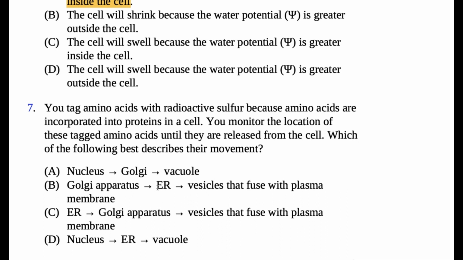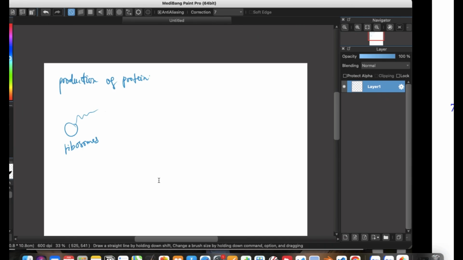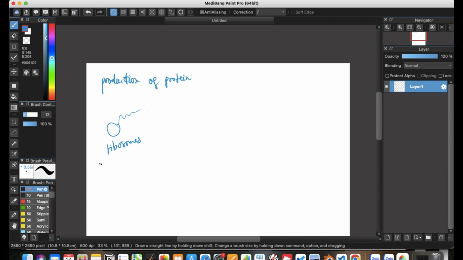As you can see, the Golgi apparatus doesn't have ribosomes. Nucleus, no. Vacuole, no. But you can see here that the ER actually has ribosomes. It's specifically the rough ER, the endoplasmic reticulum, which has ribosomes, so it is in the rough ER, and we can just shorten it to the ER.